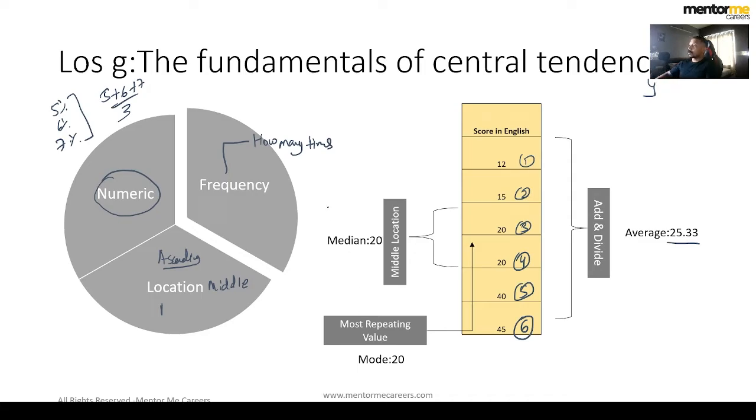Now, if it has been arranged in this way, you would see one feature: there are 6 observations, which means it's an even number of observations, right? So to find the middle location visually, let's see if it's even possible. Look here. There are 2 observations to the left, or the top, and 2 observations to the bottom.